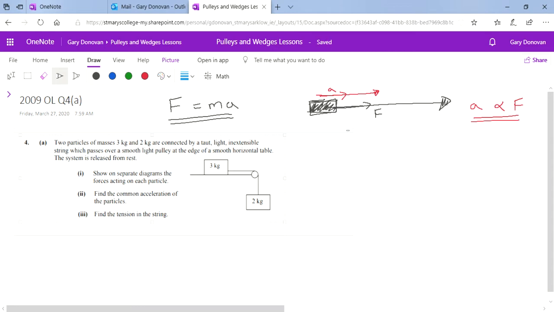So today we're going to look at a couple of ordinary level questions, and the one we're going to look at today is the 2009 ordinary level question 4a, where we use Newton's law. And in all of these questions you use Newton's law. So let's look at it.